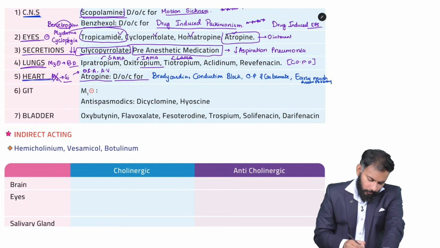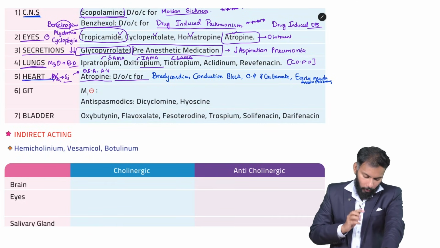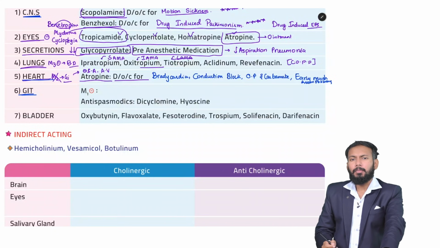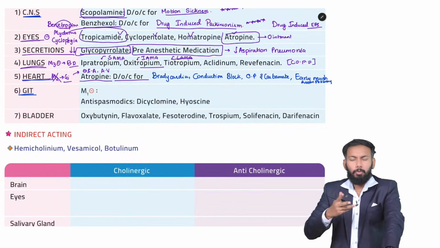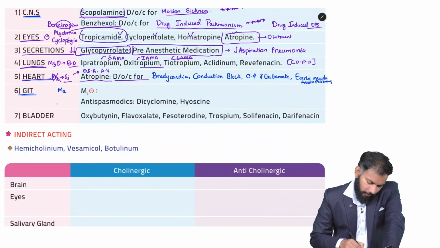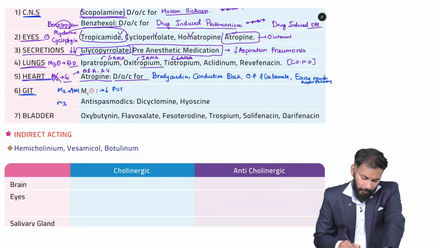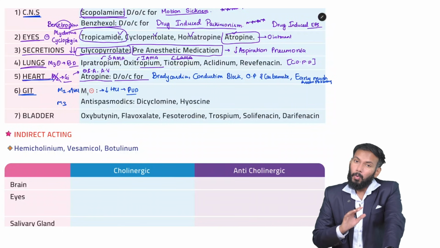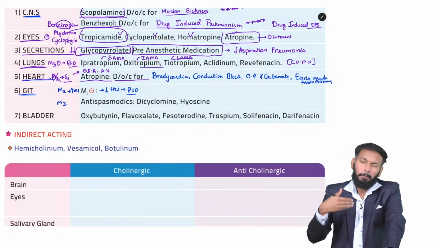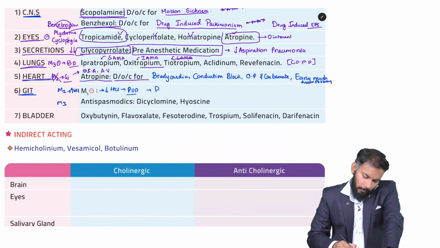Okay. Now, we have finished the heart. Now, we are going into the GIT. In GIT, we have 2 receptors. We have M1, we have M3. M1 is increasing HCl. So, if you block M1, it will decrease HCl. So, it can be used in peptic ulcer disease because it is decreasing HCl. What is this M1 blocker that can be used in peptic ulcer disease? It is pirenzepine and telenzepine.